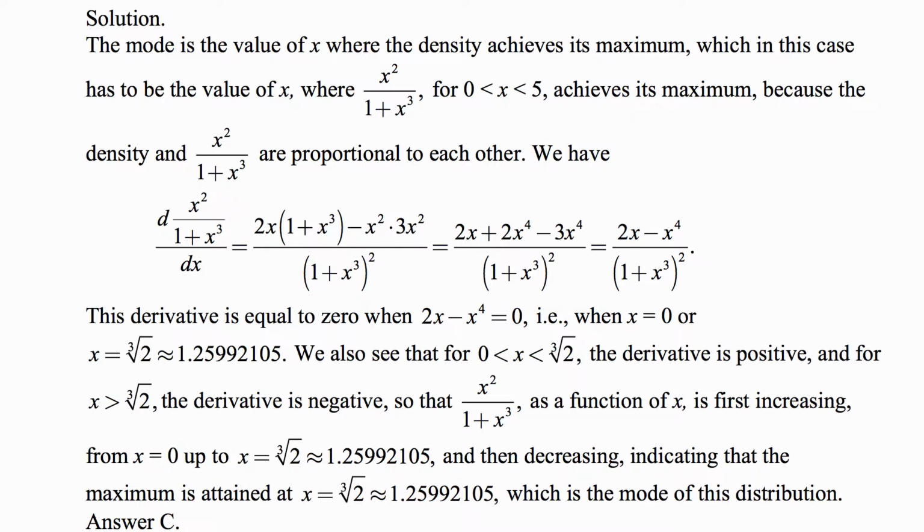So the derivative of x squared over 1 plus x cubed with respect to x is the derivative of x squared, which is 2x, multiplied by the denominator 1 plus x cubed, minus x squared multiplied by the derivative of the denominator, which is 3x squared, the whole thing divided by the denominator 1 plus x cubed squared, by the rule about the derivative of the ratio of two functions that you learned in calculus.